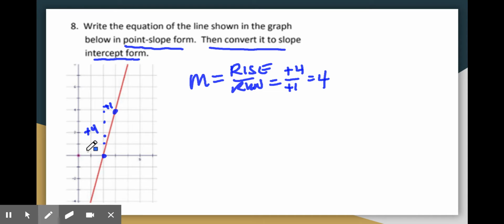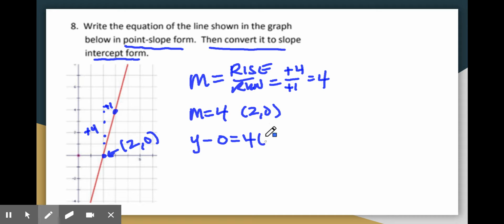Now I need a point that's on the line. Well, I have a couple. It doesn't matter which one I use. So I got this point here. Let's just take this point (2, 0). So I need a point and a slope. My slope is 4. My point is (2, 0). I'll have y minus 0 equals 4(x minus 2). There's my answer in point-slope form.